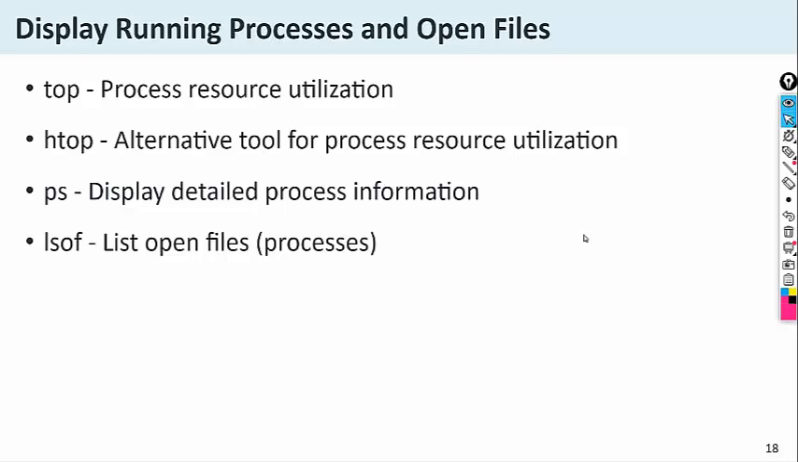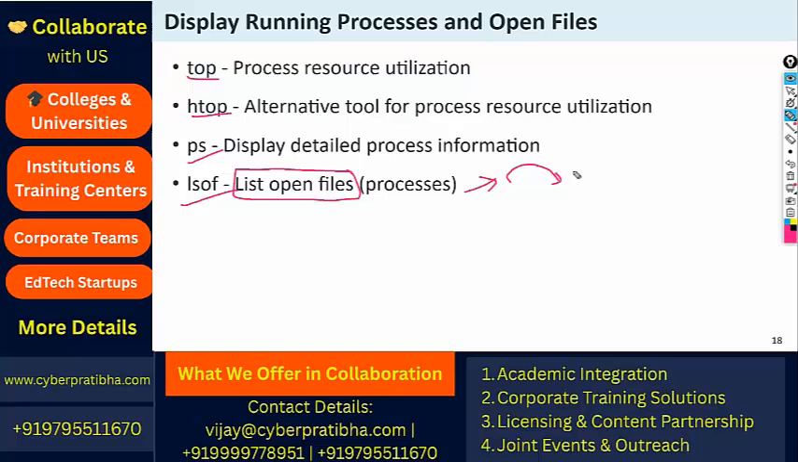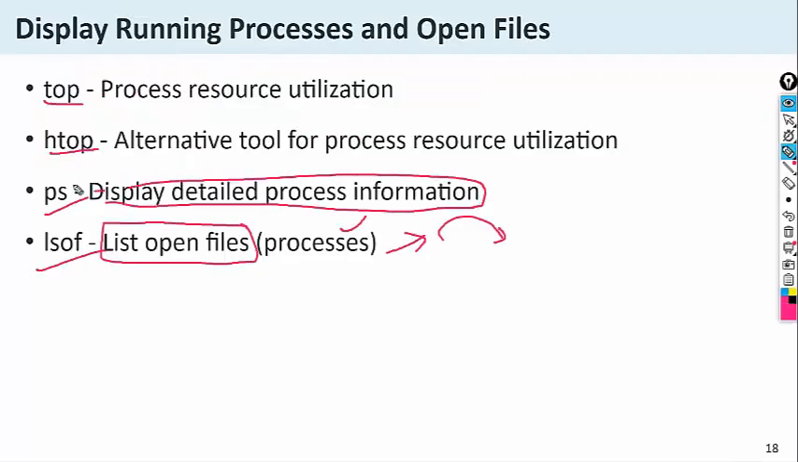There are some other commands which can display the information of the running processes: top, htop, ps and lsof. lsof lists the open files, meaning when a process is running, which particular file has been opened or executed by this process. The ps command displays detailed process information.